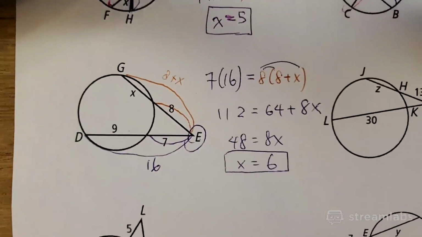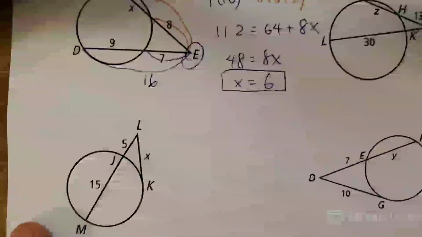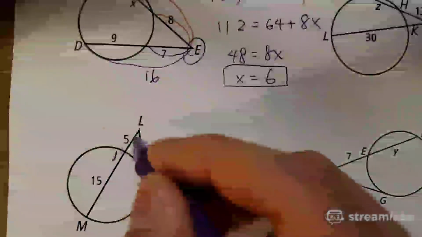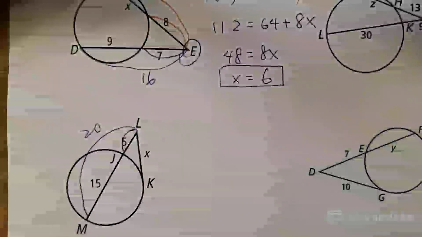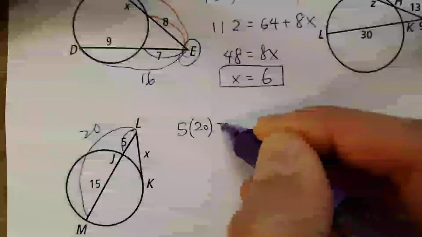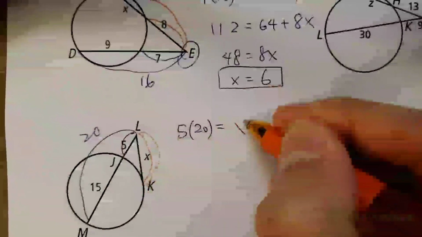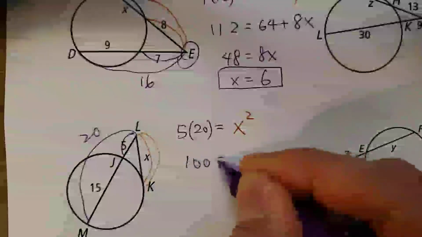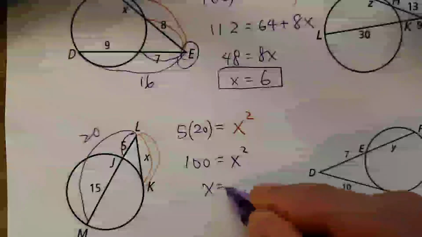Okay, we'll do one more together on the bottom. If you look at this, same thing. You gotta make sure that this part is accounted for, right? 10, 5 and 10. So 5 times 20 is equal to x times x, right? X squared. So 100 is x squared. X is plus or minus 10, but you're doing length, so x is just 10.